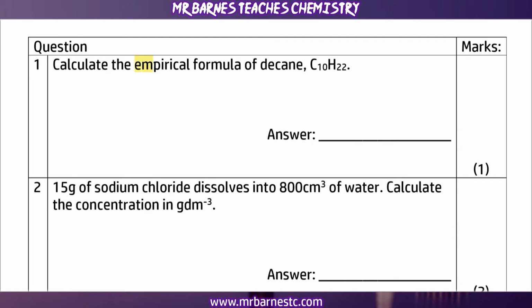So my first question says, calculate the empirical formula of decane C10H22. Now straight away, it's worth 1 mark, so it's not a difficult calculation. It's just your ratio. So what can you divide both 10 and 22 by? There's only one number there, 2. So you divide both by 2, 10 divided by 2 is 5, 22 divided by 2 is 11. So my answer is C5H11 for 1 mark.